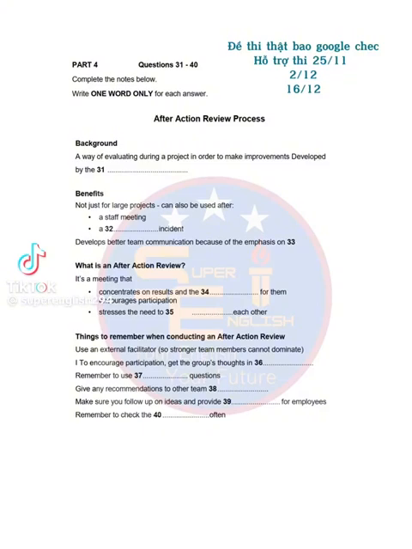In the last lecture, we looked at managing a project to completion. Today, we're going to be looking at a way of judging just how successful your project has been. It's called the after-action review process.